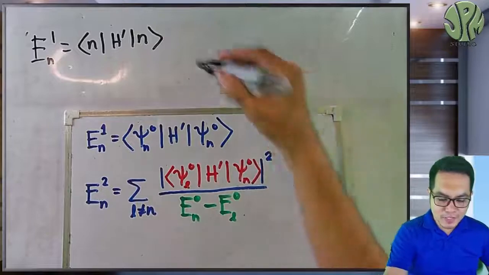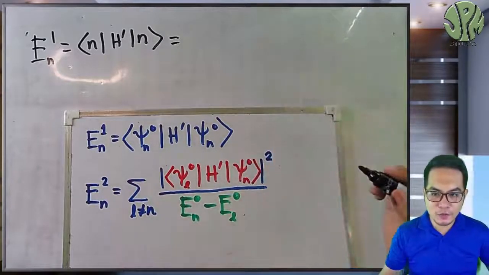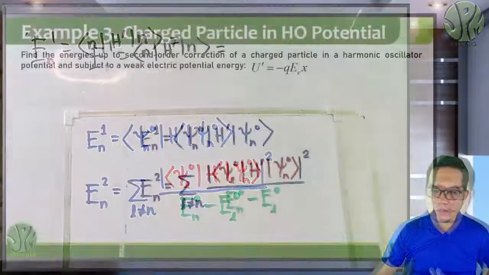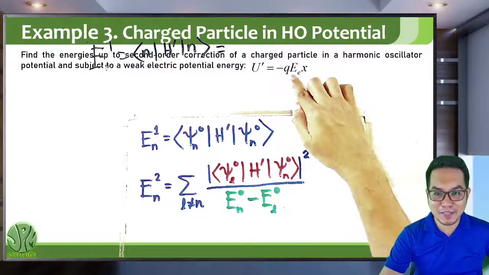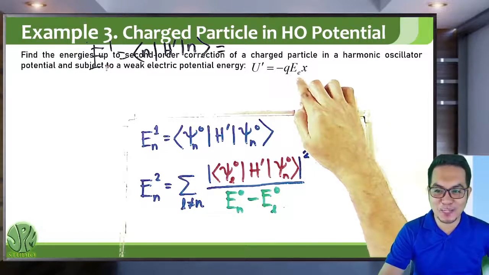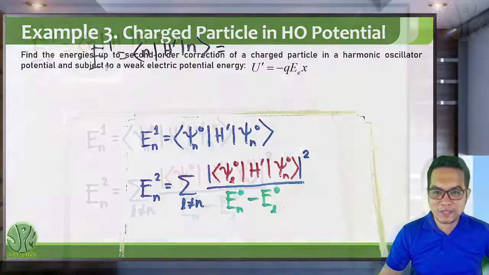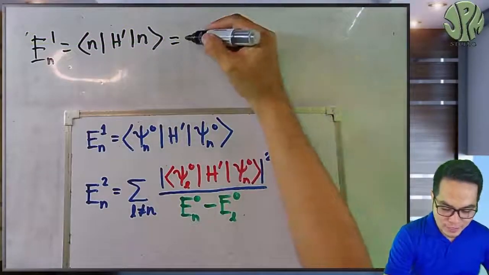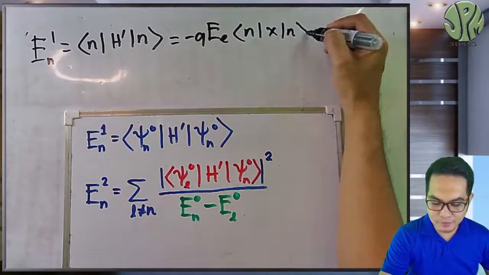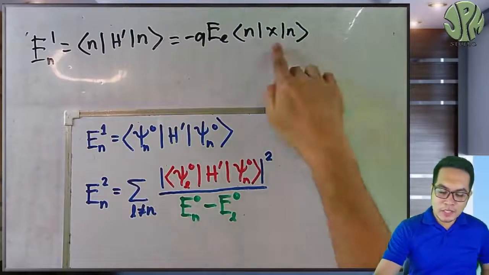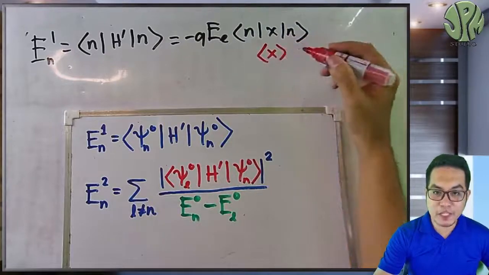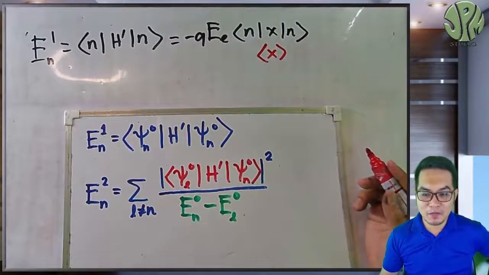So H prime in this case is negative q times the electric field. By the way, so that will not be confused, there's a subscript small e here to signify that this is electric field, not energy, because we're also using E for energy. So you have negative q times the magnitude of the electric field, and then you will have n, x, n. This is just the expectation value of x in a harmonic oscillator, the expectation value of the position of the particle in a harmonic oscillator potential.